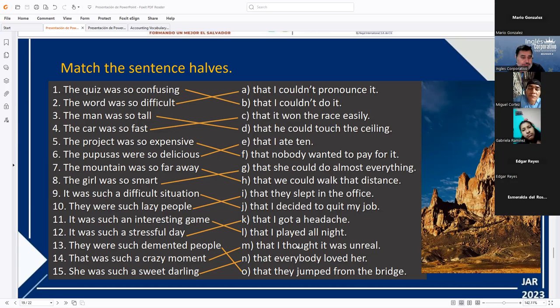Yes, you. Teacher, yo estaba intentando entrar a la plataforma, pero no me permite ingresar. No sé qué tengo que hacer.